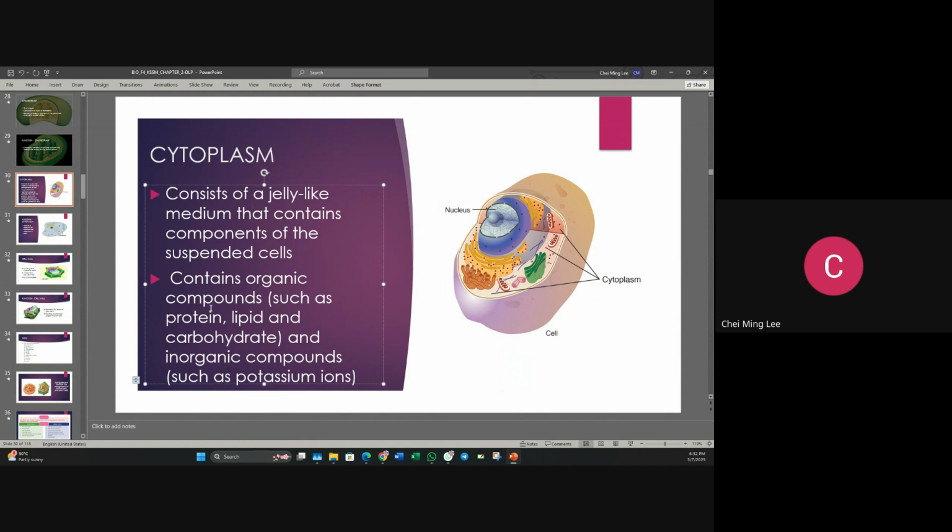So it has organic compounds like protein, lipid, carbohydrate, and inorganic compounds like potassium ion. Inorganic compounds are normally the minerals. Okay, so it has the medium and also the nutrients. These organic and inorganic compounds are actually the nutrients. Okay, jot this down. Lipid is fat.